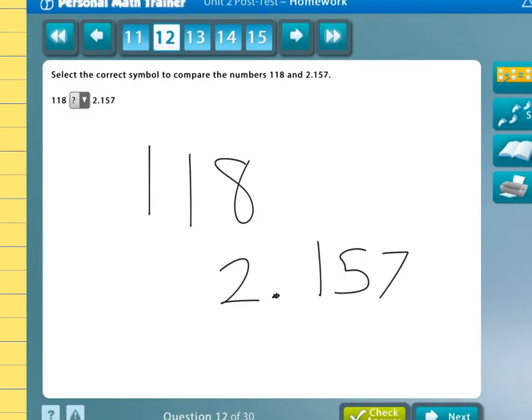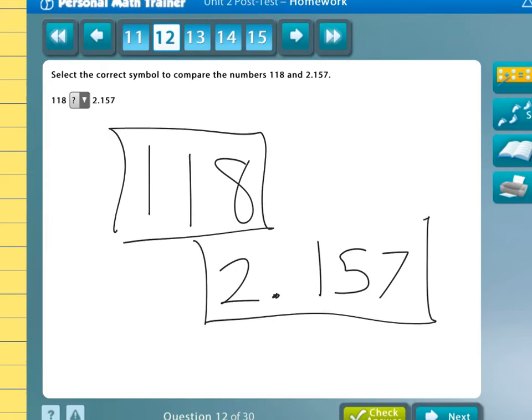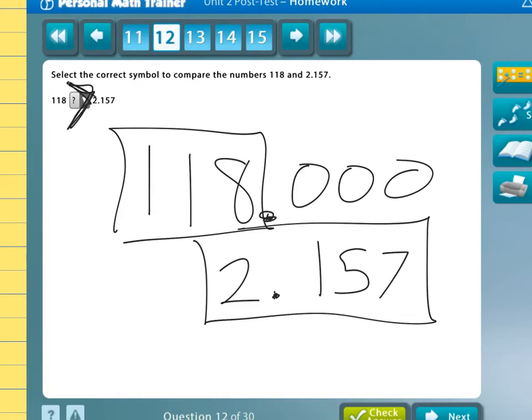Asking us to compare these numbers, it's pretty obvious that 118 is greater than 2.158. Strategy here, just line up the dots, show me what you got. So if you line up the decimal points, you can see 118 is greater, so it is greater than. Make sure you're putting the symbol in the correct way.